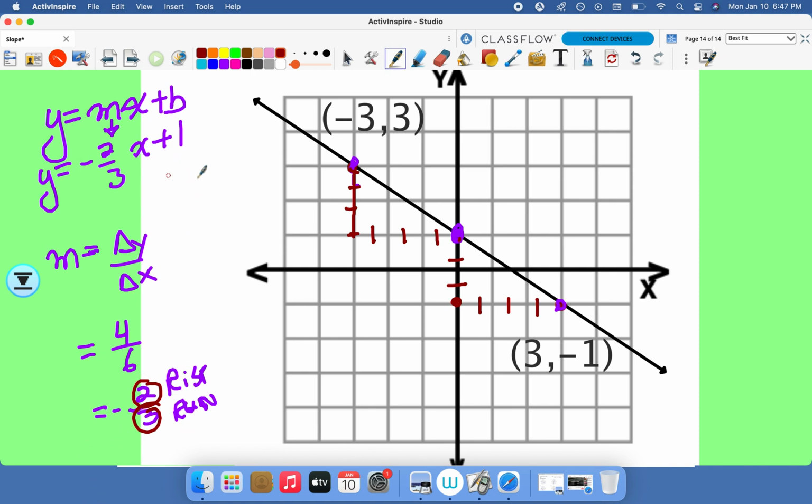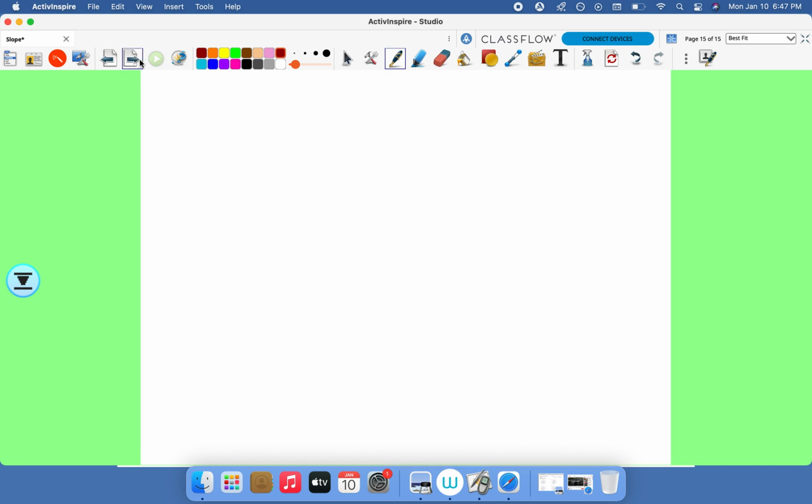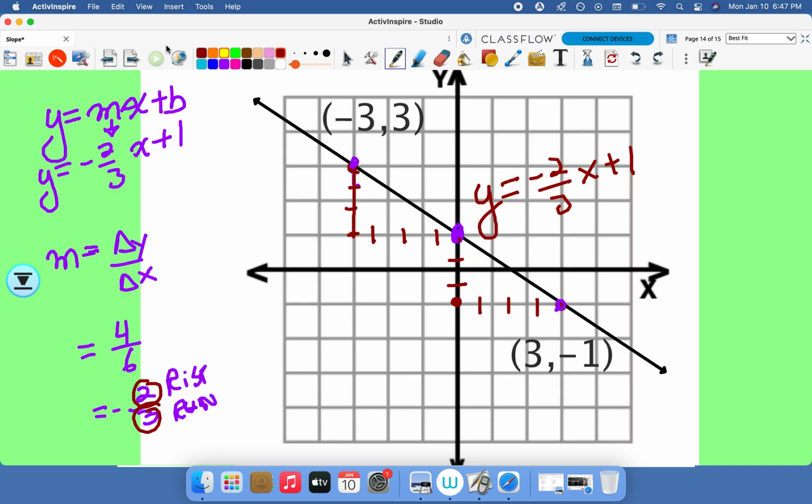Okay. So the next thing, if this was a test question, I would need you to write on top of the line y equals 2/3 x plus 1. So this line has a name, and this is the representation on the graph of this equation. Yeah, that's it. Hopefully you got it.